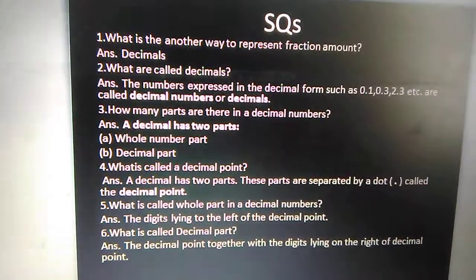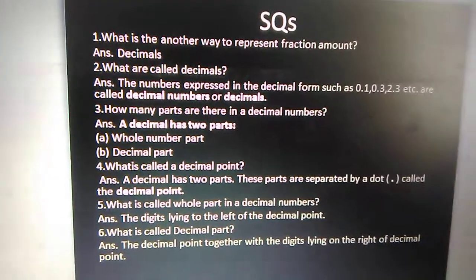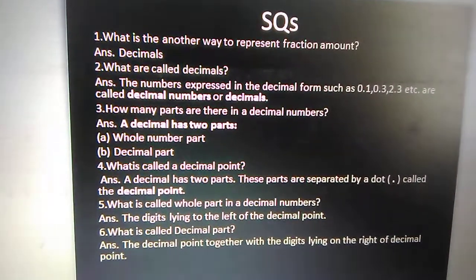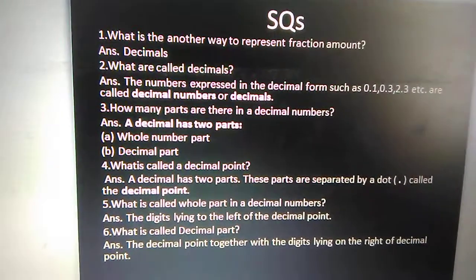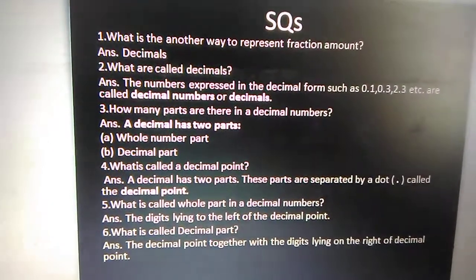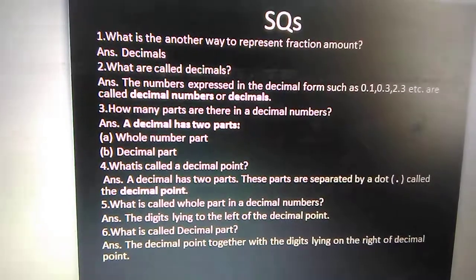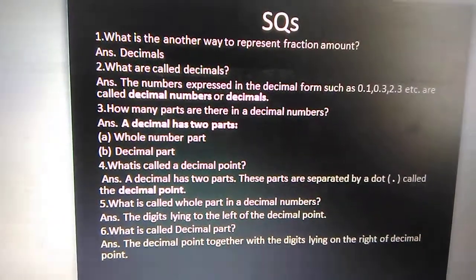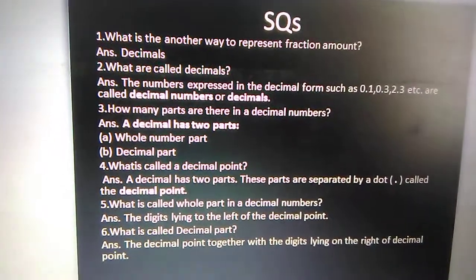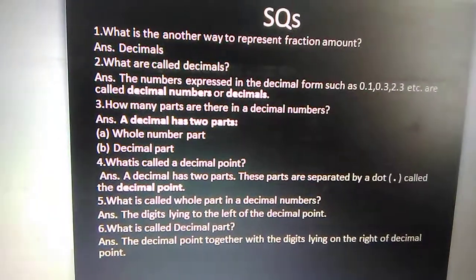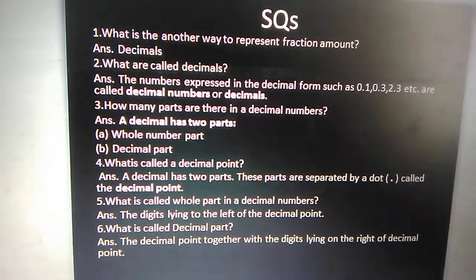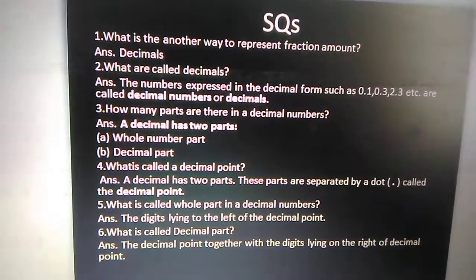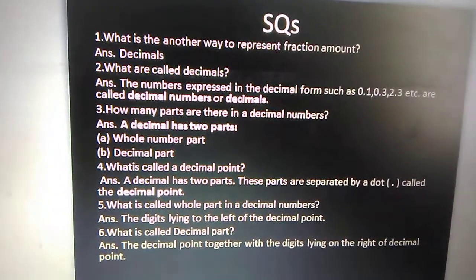What is called the whole part in a decimal number? The whole part is the digit lying to the left of the decimal point. You just observe the point. The left side one is the whole part and the right side one is the decimal part including the point. What is called the decimal part? The decimal point together with the digits lying on the right of the decimal point.